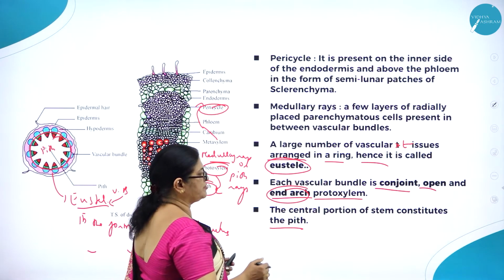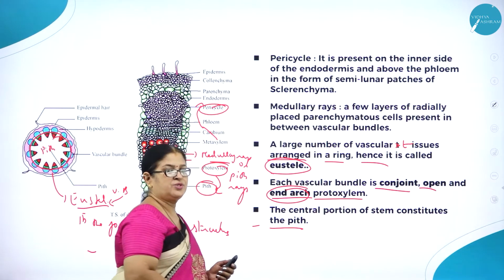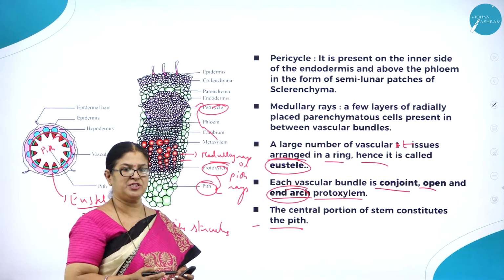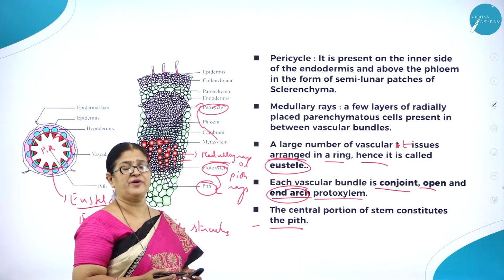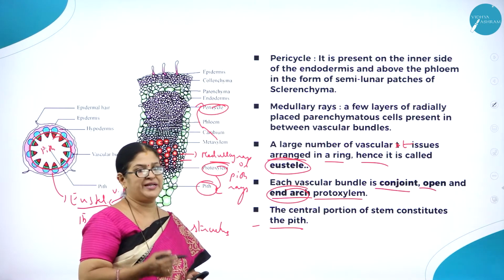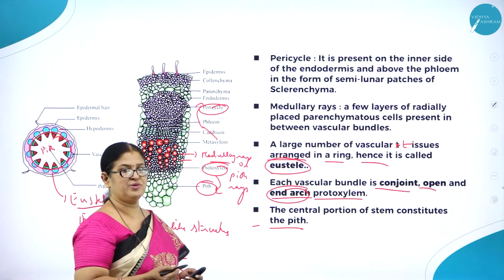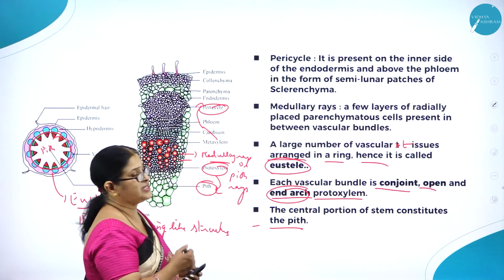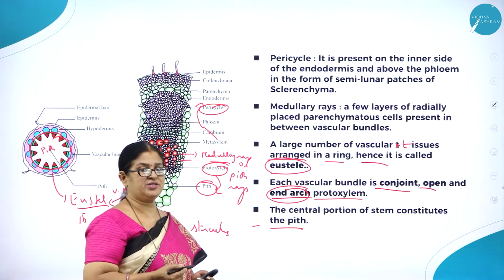So the central portion of stem constitutes the pith. This is a very important concept from the examination point of view, both from theory point of view as well as from practical point of view. Usually this is asked in the practical examination. It is a guarantee question in the practical examination. Also in theory. So this is all about the TS of dicot stem.